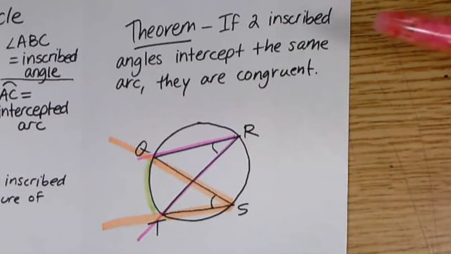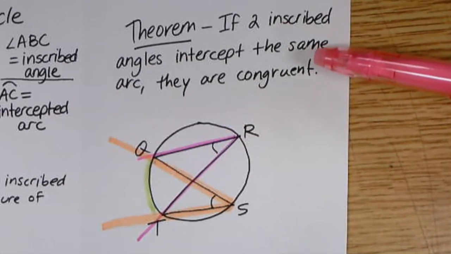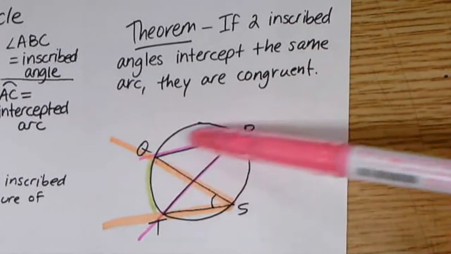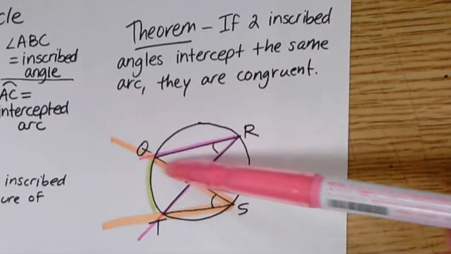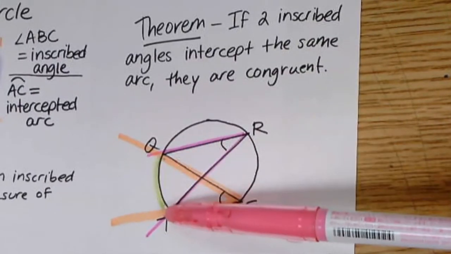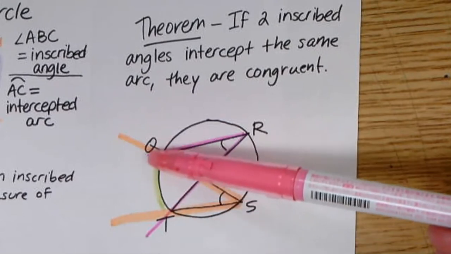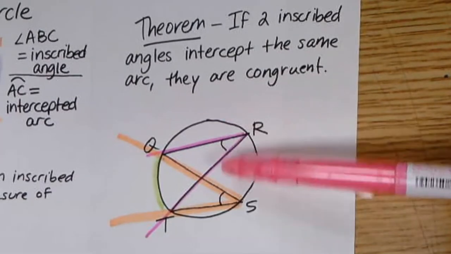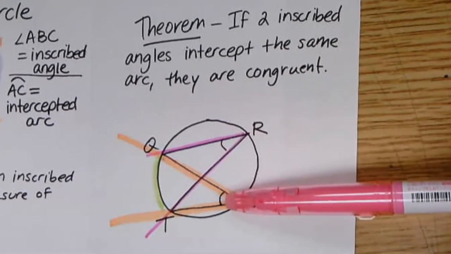Next, if two inscribed angles intercept the same arc, they're congruent. So here we have two different angles that both intercept arc QT. So whatever arc QT measures, each of those is going to be half of it. So they have to be the same as one another.